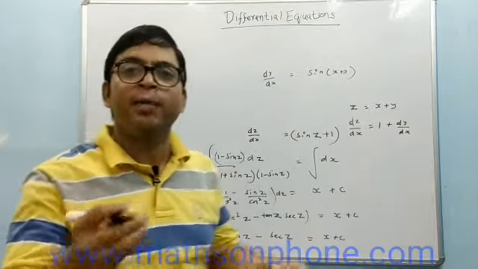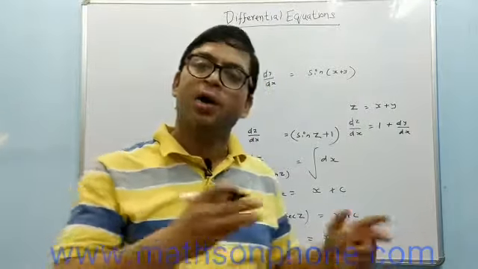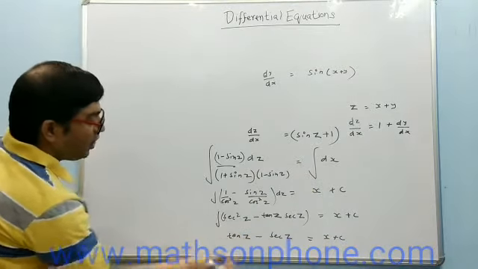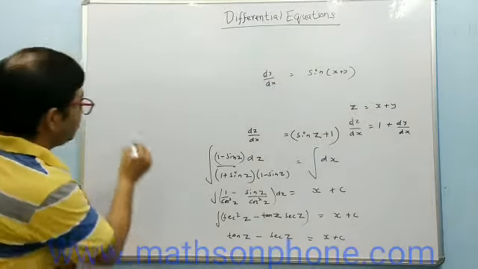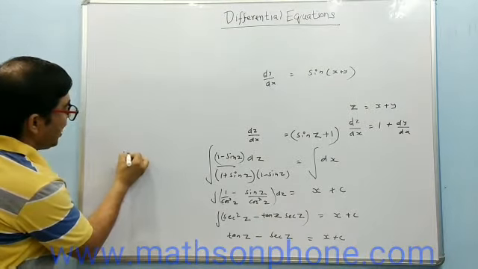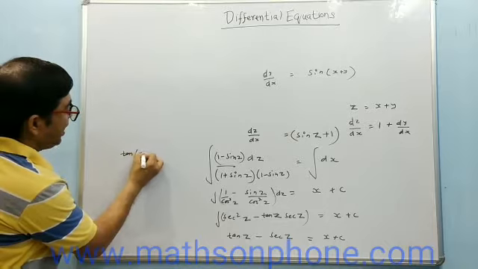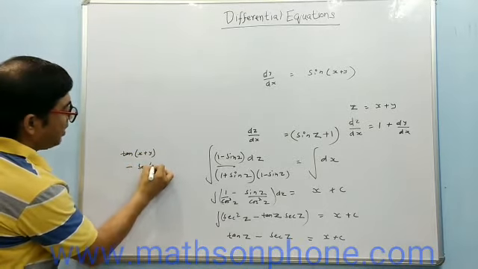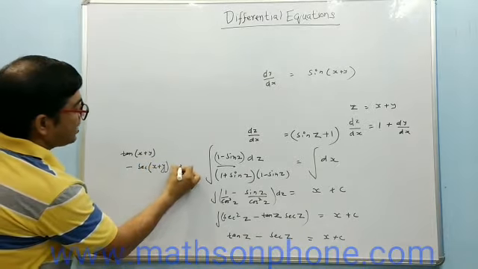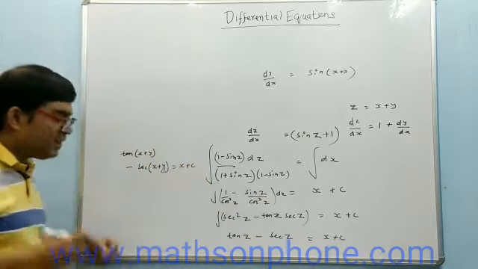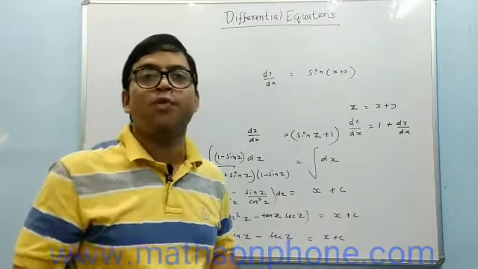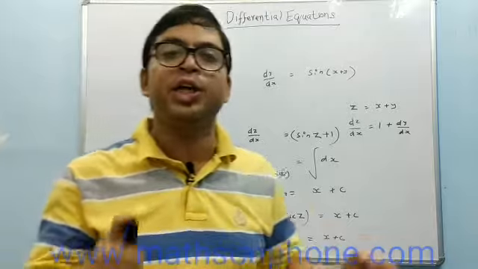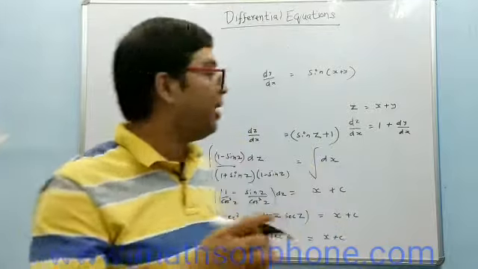Don't be carried away by c. You can put c here or there because that is a constant only. So now you have to write whatever you have taken as z. So this will be tan of x plus y minus sec of x plus y is equal to x plus c. This is the solution of a differential equation where there is a unique relation between x and y.